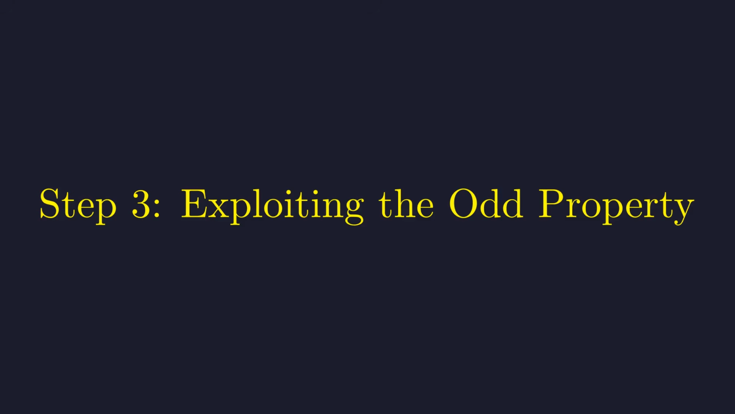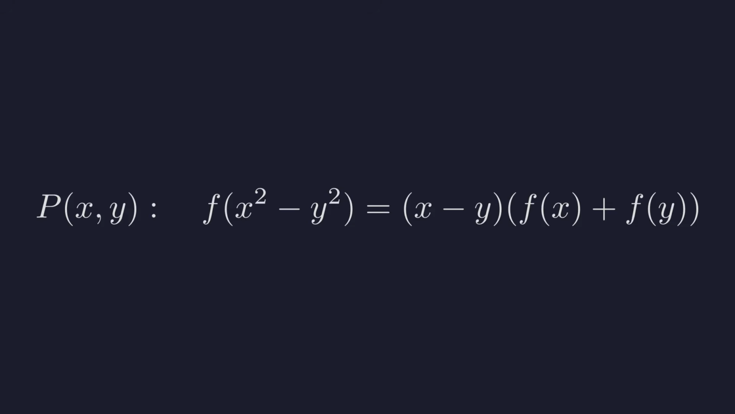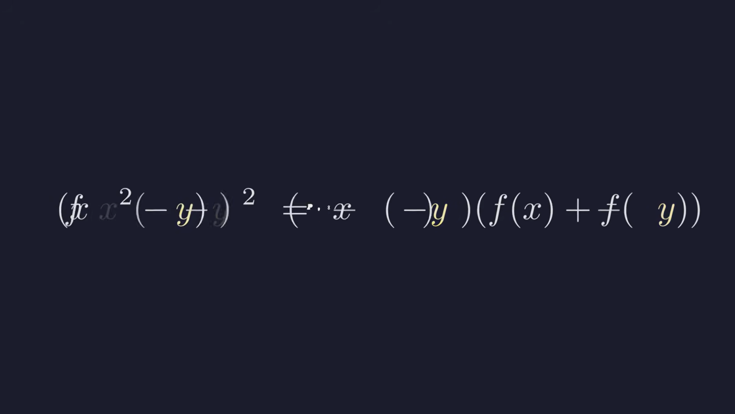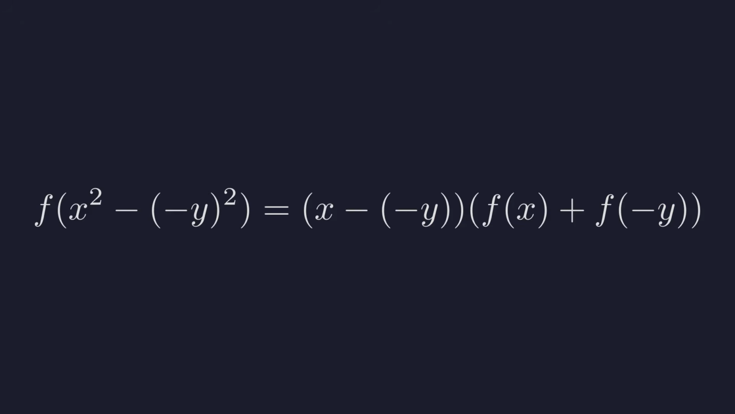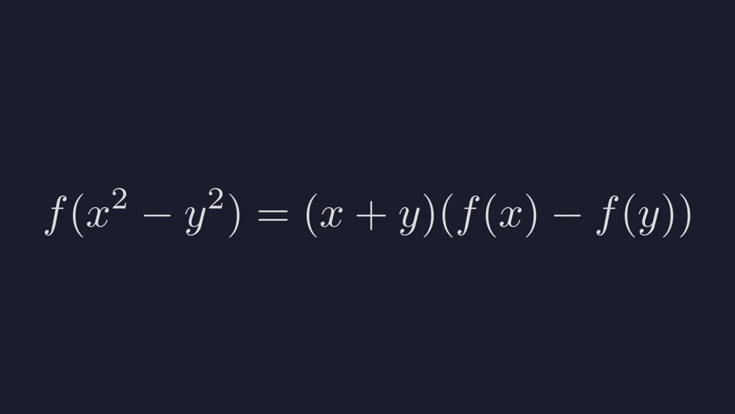Let's return to the original equation, this time using the fact that f is an odd function. Here is our original equation again. Let's perform the substitution P(x, negative y). Replacing y with negative y gives us this new equation. We can simplify two terms here. Negative y squared is just y squared. And since f is odd, f of negative y becomes negative f of y. The substitution yields a second, different-looking expression for f of x squared minus y squared.